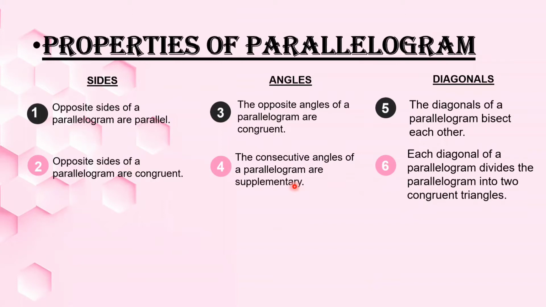So for angles, we have the opposite angles of a parallelogram are congruent and the consecutive angles of a parallelogram are supplementary. For diagonals, we have the diagonals of a parallelogram bisect each other and each diagonal of a parallelogram divides the parallelogram into two congruent triangles.